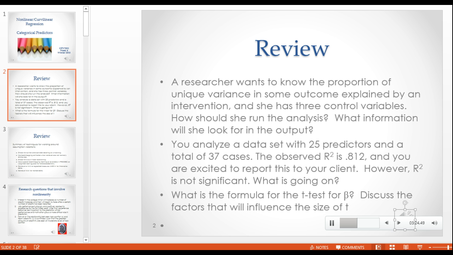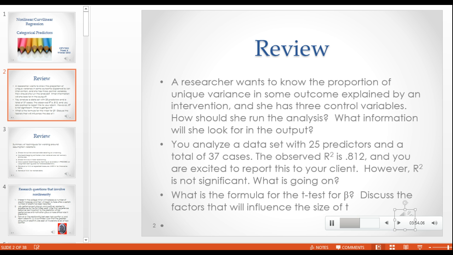And so that means that we have this many predictors, and that is almost equaling our number of cases actually in this case. So we have 25 predictors, 37 cases, so we would expect R-squared to be artificially inflated and thus not to be trusted. So the observed R-squared of 0.81 is not to be trusted. So what do you do in a case like this? Well, there are a couple of things you can do.